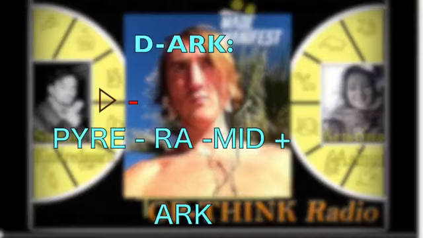Yes, and the word dark, what does it mean? D and arc. D is like a pyramid, if we look at how the letter looks, which has a fire in the middle, because the pyramid is fire in the middle, and we have arc.